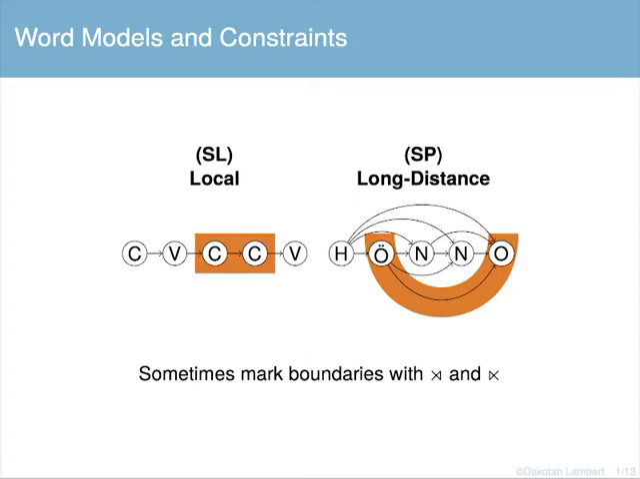Sometimes you'll see the word boundaries marked with an additional domain element on the left and right, marked with the start fish and end fish respectively. These are not useful in long distance dependencies because, well, the one always precedes everything and the other always follows everything. However, they do come up in the local dependencies.